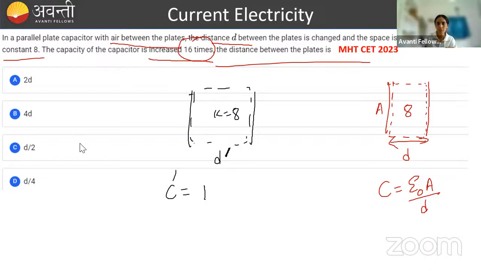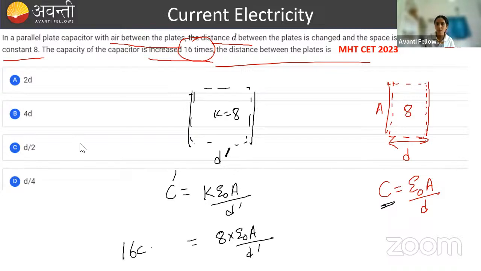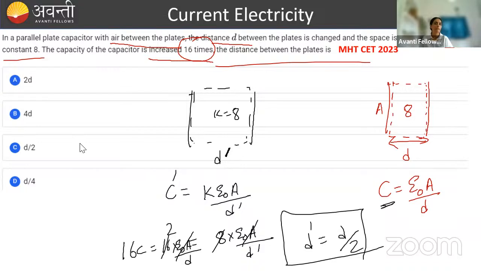So capacitance will be k epsilon naught A by d dash. Okay? So what will be the value? 8 into epsilon naught A by d dash. So इसको ऐसे लिखो. Done. So this is c dash, and this is how many times of c? This is 16 times c. तो c dash को हम लिख सकते हैं 16c, और 16c को लिख सकते हैं 16 into epsilon naught A by d. So this will get cancelled. This will become 2. So d dash will become how much? D by 2. So this is the answer.